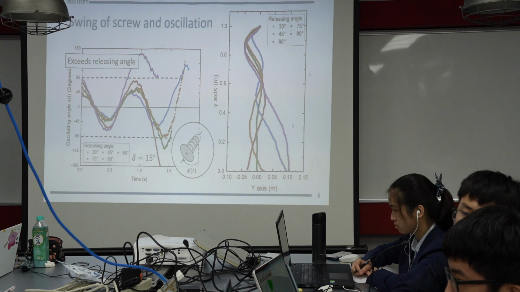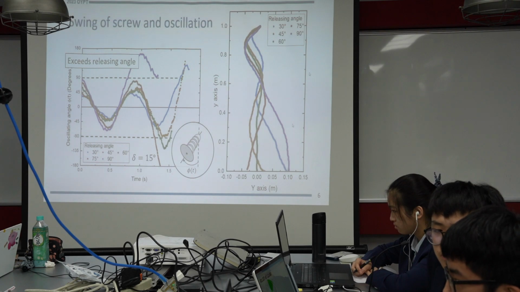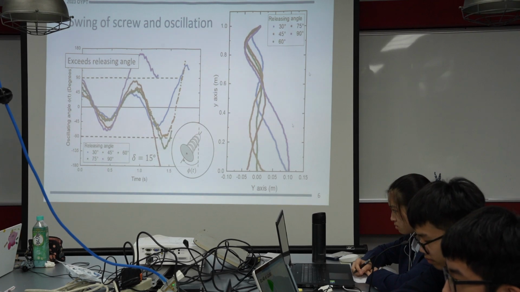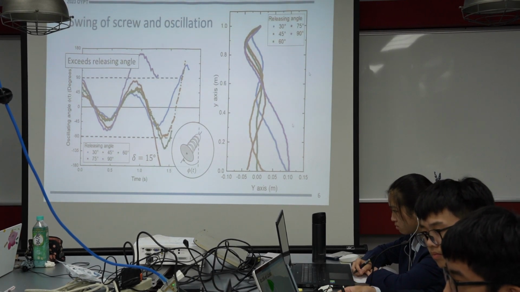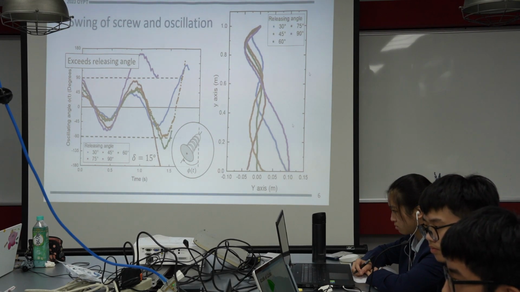Then this is the analysis of the swing of the screw and oscillation. First of all, we define the oscillating angle phi as the included angle between the screw and the vertical axis. Then in the graph, we vary the releasing angle. Then we observe the phenomenon of growing oscillation by investigating the peaks of the oscillating angle. When the releasing angle increases, the phenomenon becomes more significant, with bigger growth and also a bigger oscillating angle. And we can also see the oscillation in the trajectory of the screw.